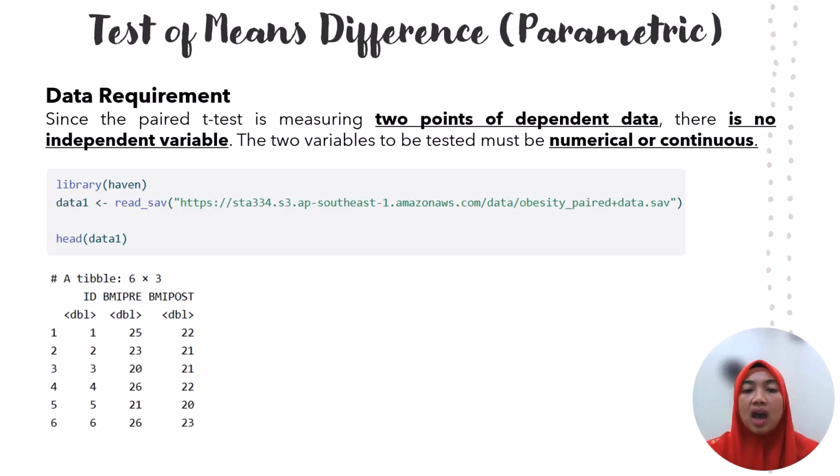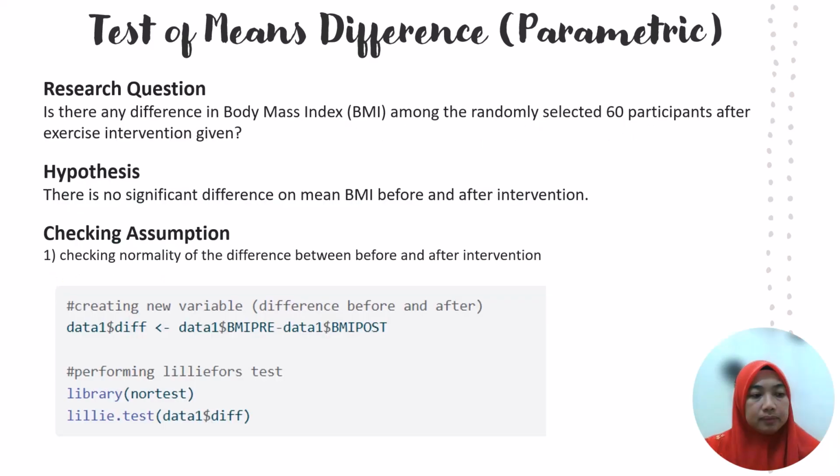So here we have the syntax. We have the coding for R, starting from the library and also data 1. So you just use the syntax for the paired sample t-test, and here is the output based on the syntax given.